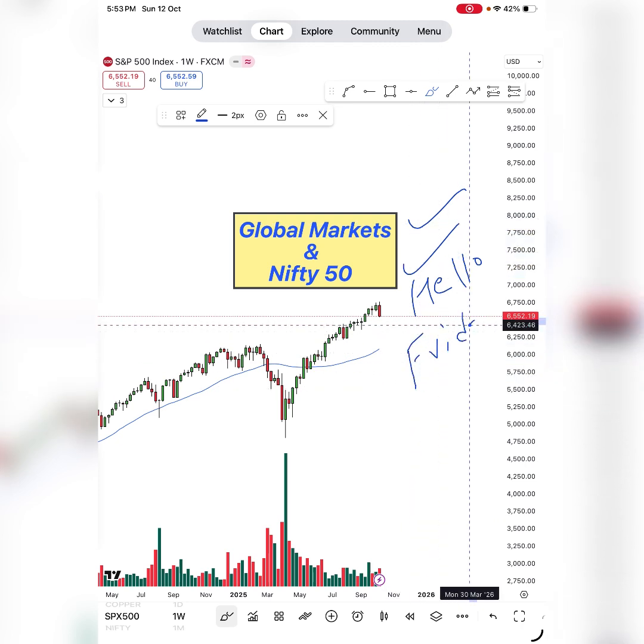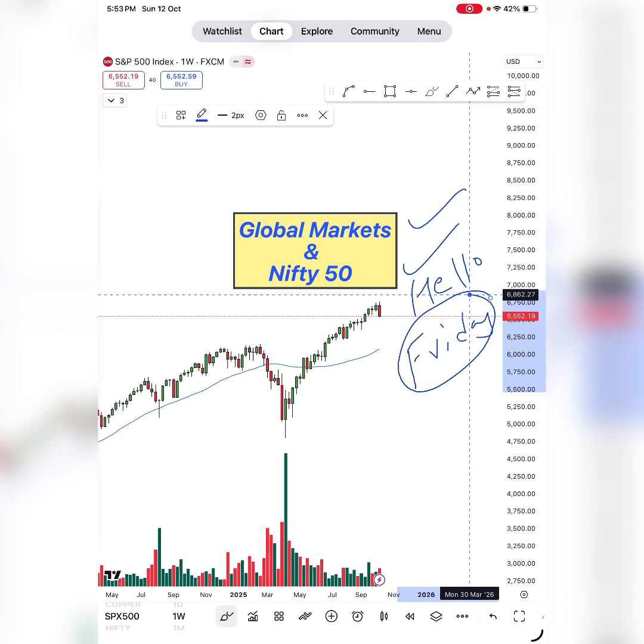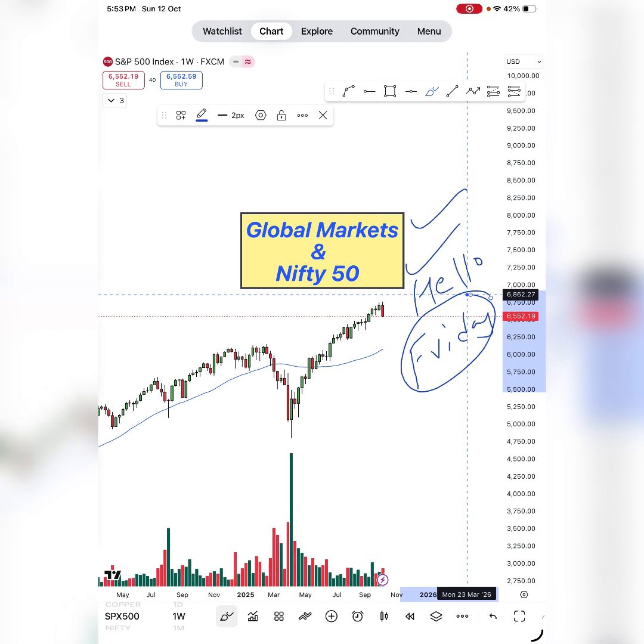Especially on Friday, we have seen that the tide has turned against the bulls and we have seen a little bit of selling also playing out in the global markets. So with respect to that, let us analyze what is happening in the US market with respect to the S&P 500, and then we are going to discuss what may potentially play out in Nifty 50 as well.